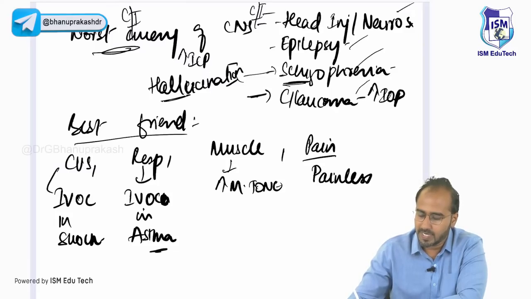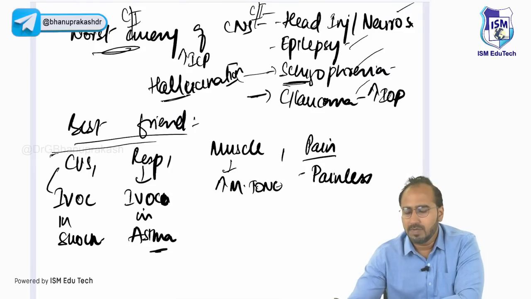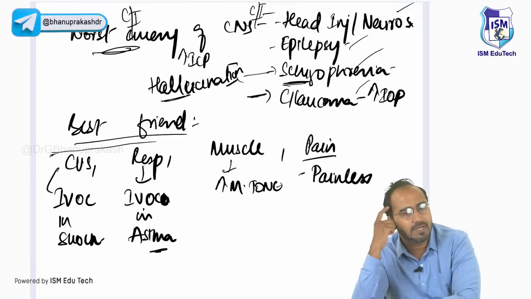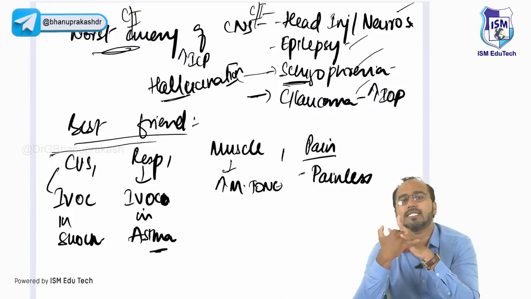Painless meaning what? It does not produce pain during injection. Right? So, ketamine is the best friend of other systems. Remember guys, ketamine is the worst enemy of CNS. Best friend of other systems.